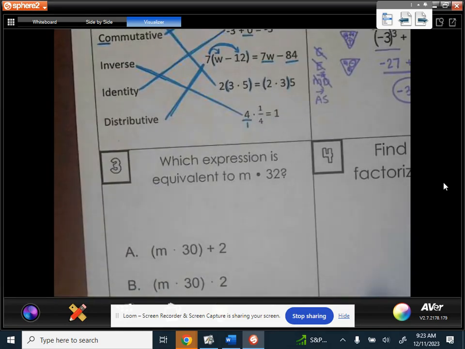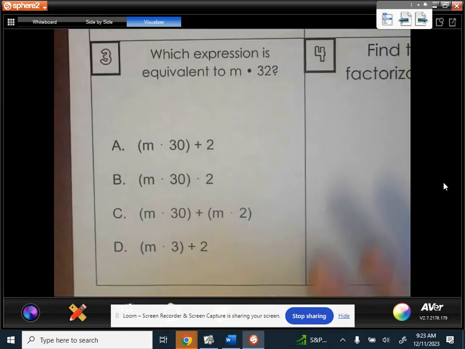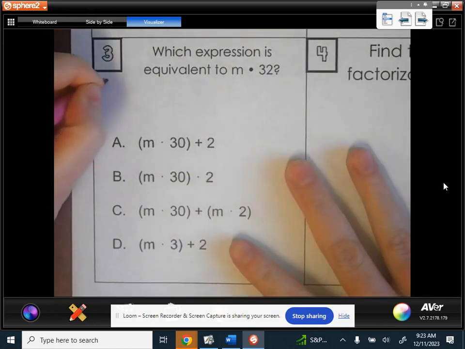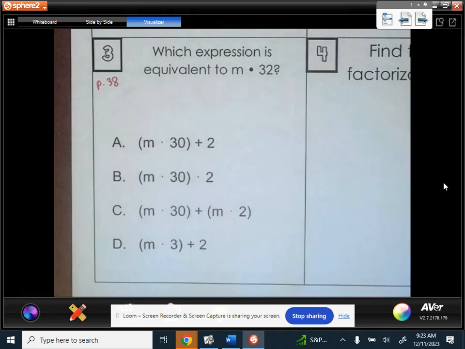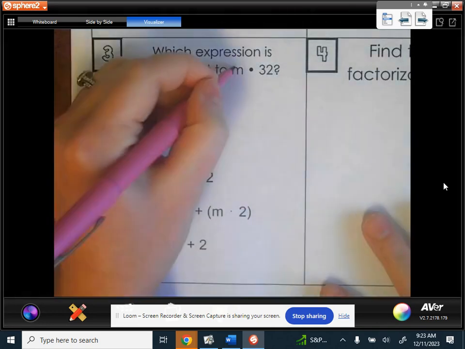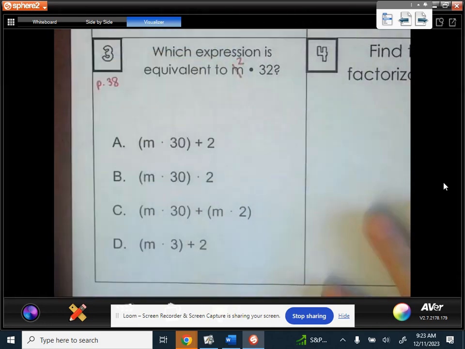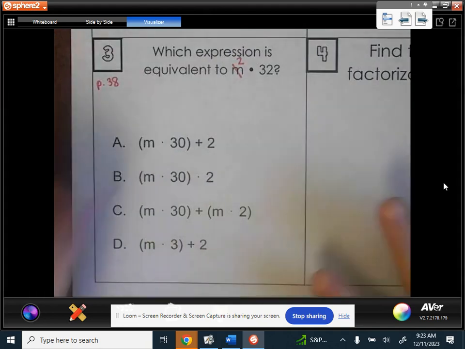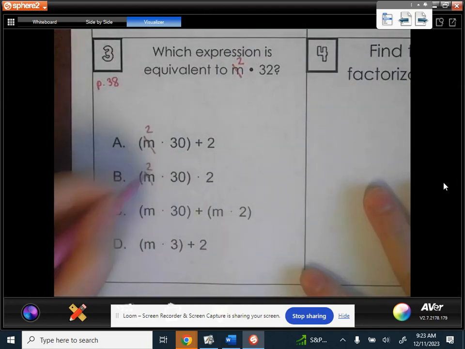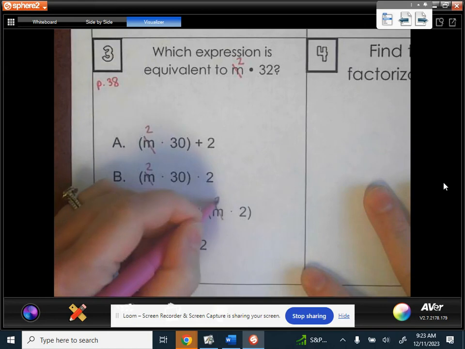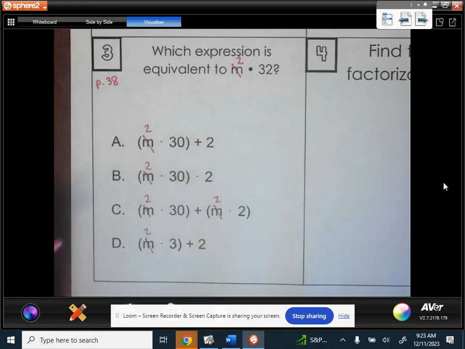Okay, question number 3 is about equivalent expressions. You can find notes on this on page 38. A good way to solve this problem is to substitute 2 everywhere where you see M. I'm going to do that in the problem, but I'm also going to do that in every answer choice. If this were your test, you'd just copy all these down, but instead of M, you would write 2.